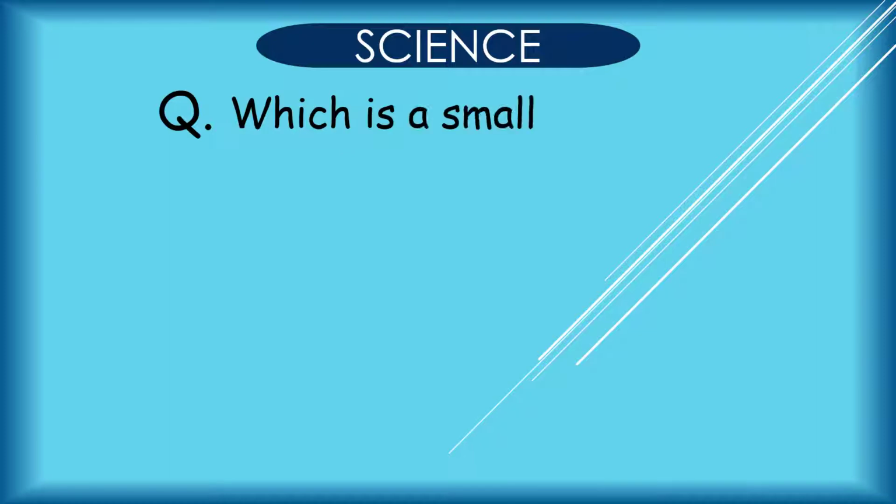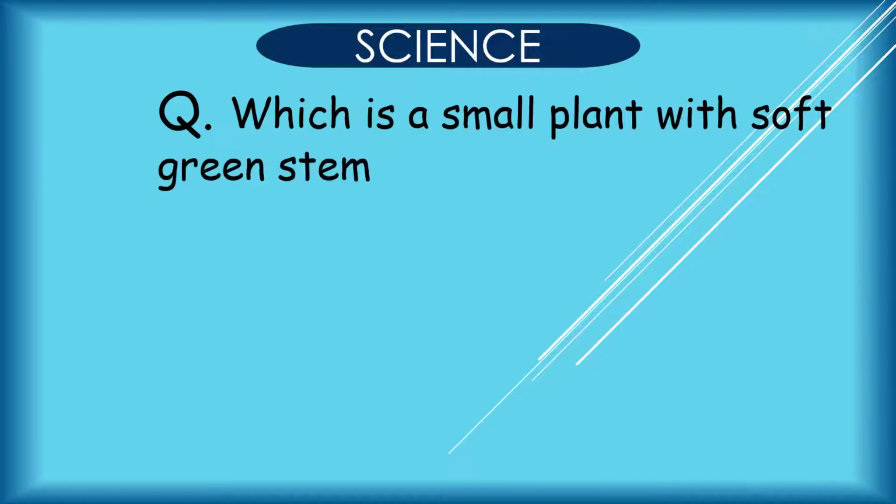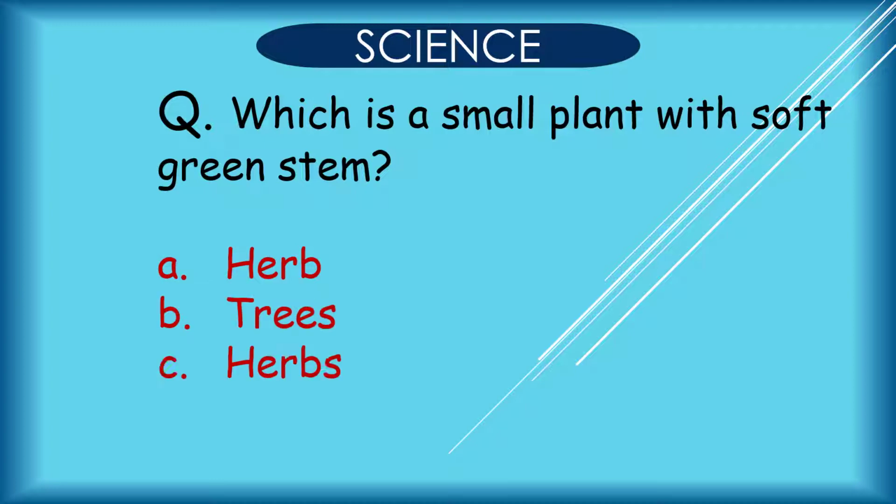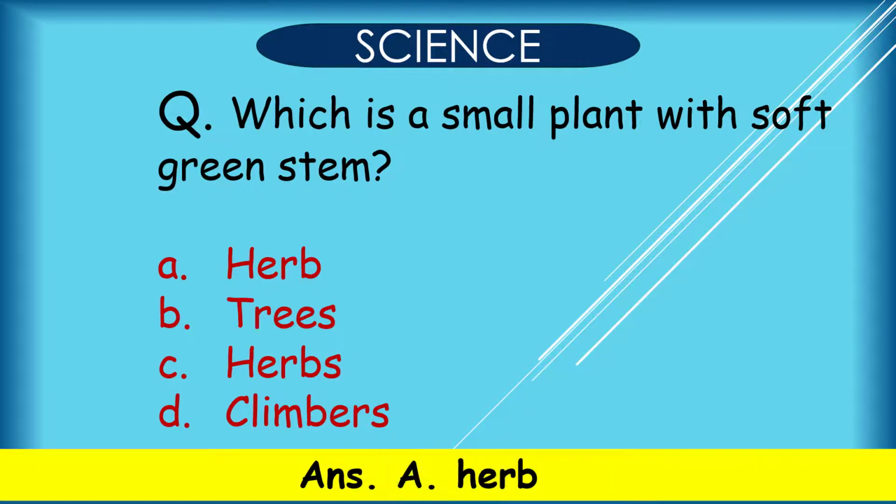Question: Which is a small plant with soft green stem? A, herb. B, trees. C, herbs. D, climbers. Correct answer is A, herb.